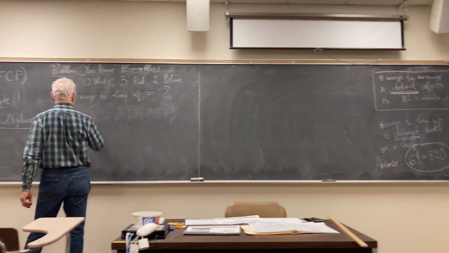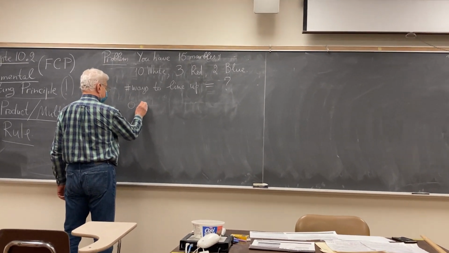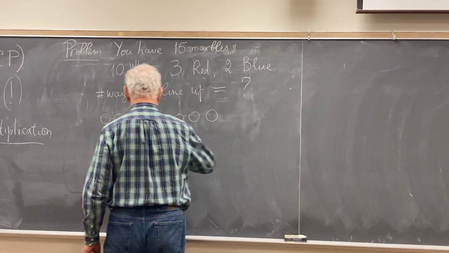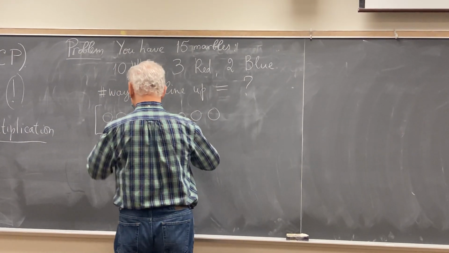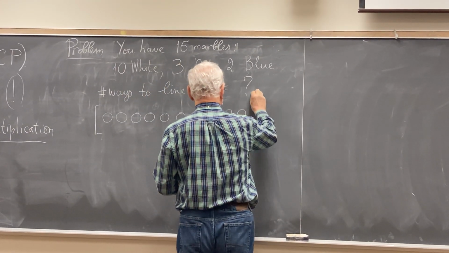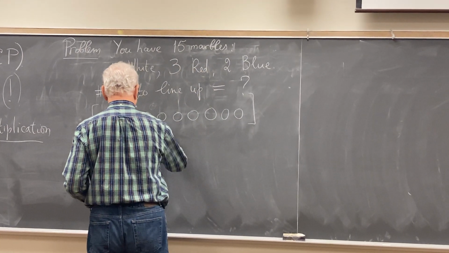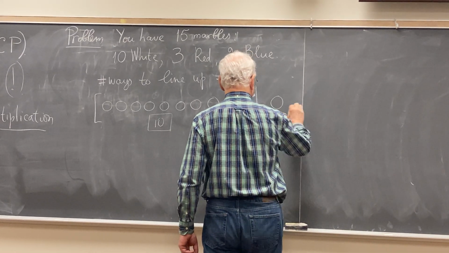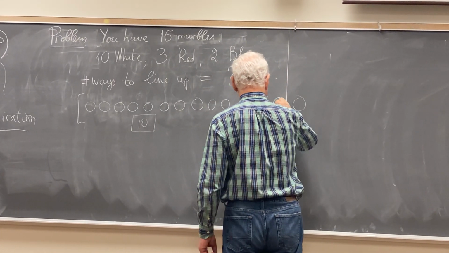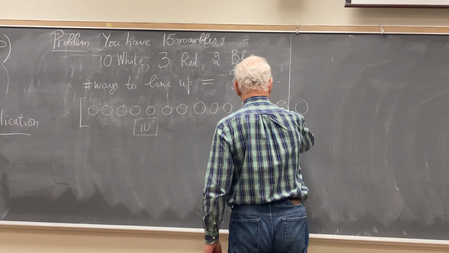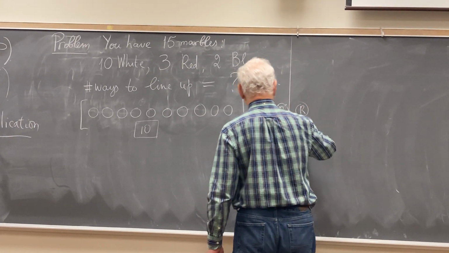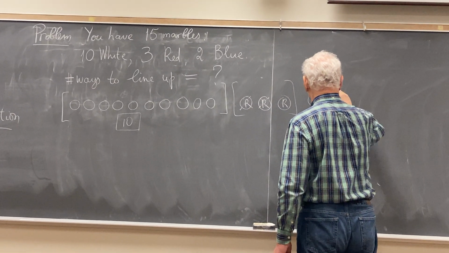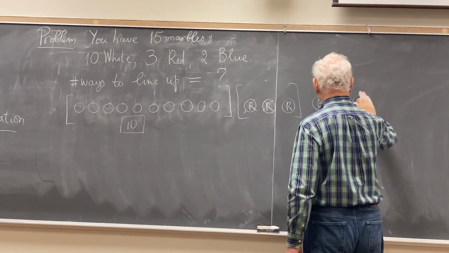Okay, so let's put 15 marbles. 1, 2, 3, 4, 5, 6, 7, 8, 9, 10. Okay, 10 of them. Next you have 3 red. 1, 2, 3. Let's write R inside it. And the other 2 are blue. 2 blue.